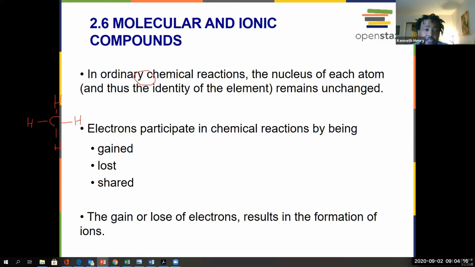So in that case, you're not going to form what we call a dipole in that situation. Nobody has a stronger pull than the other. So this is called a non-polar bond, a non-polar covalent bond.